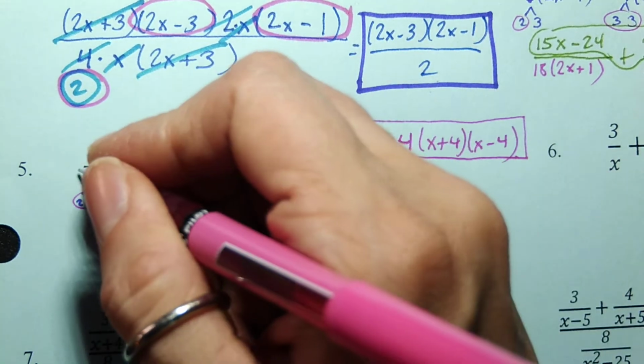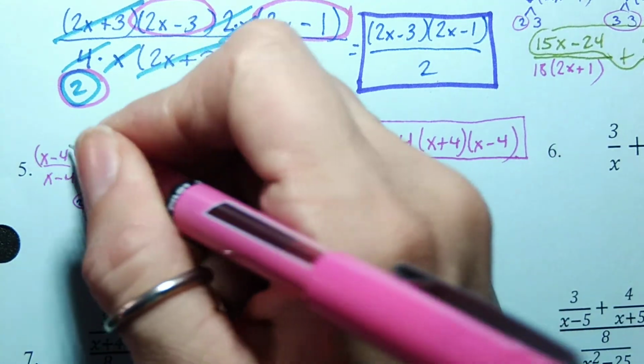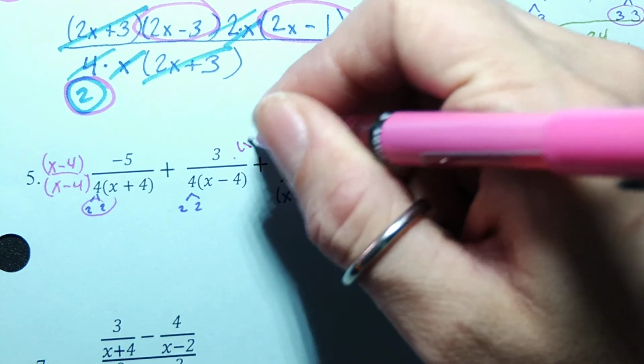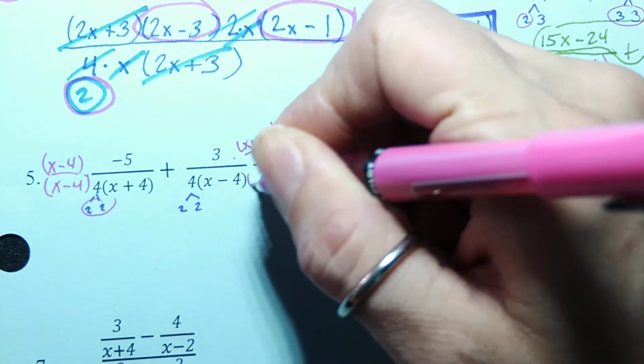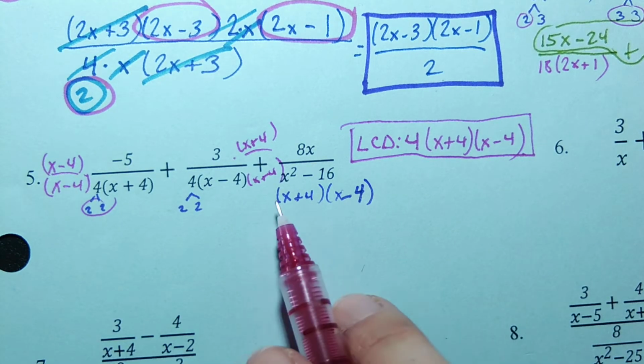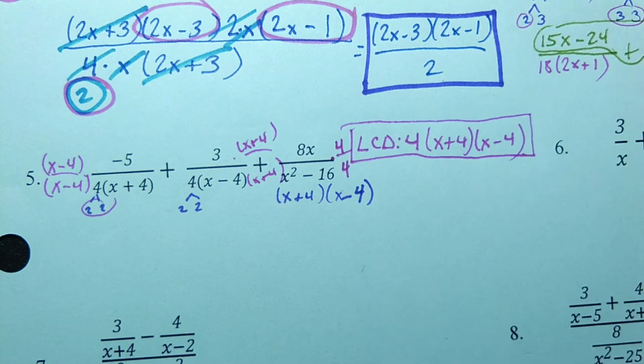So I'm going to use that as my creative form of 1 over here. X minus 4, x minus 4. This one is missing x plus 4. So x plus 4, x plus 4. This one, what do we need for that last fraction? 4 over 4.